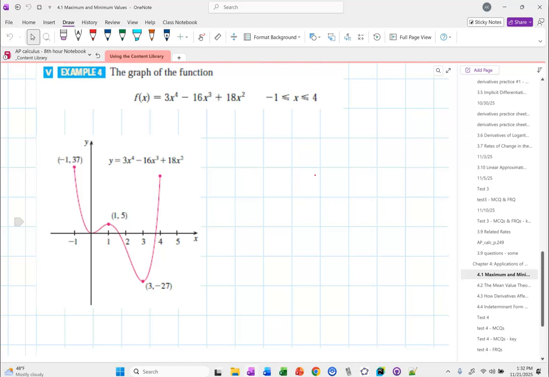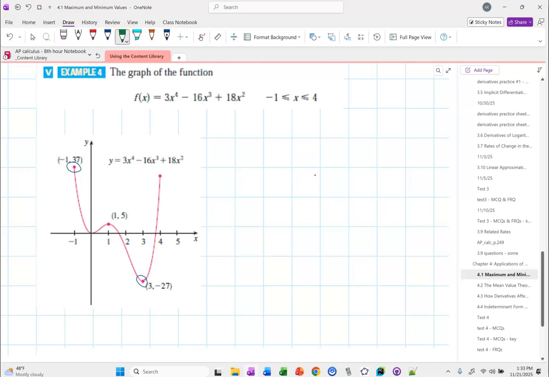So if I look at this, the absolute maximum is not 1,5. Yeah, so this is where the absolute maximum is, right? It's the highest y coordinate on the whole thing. Because it's a closed dot, we can use it. Yes, 100%. The absolute minimum is 3, -27.